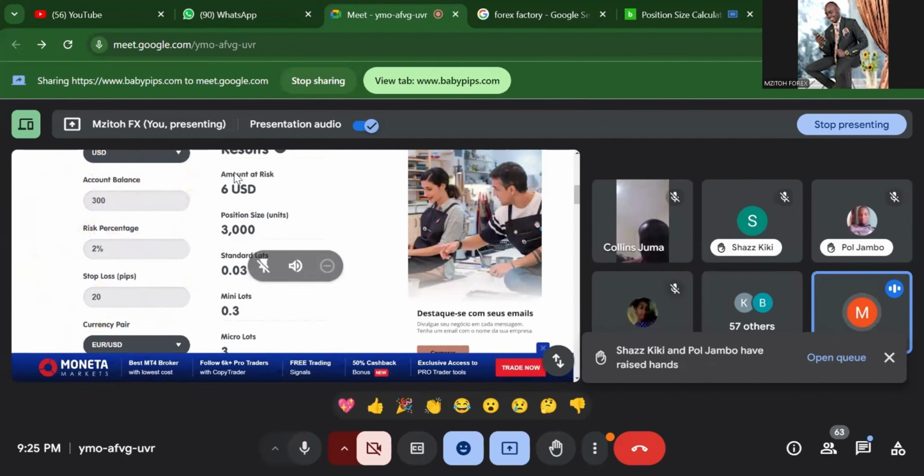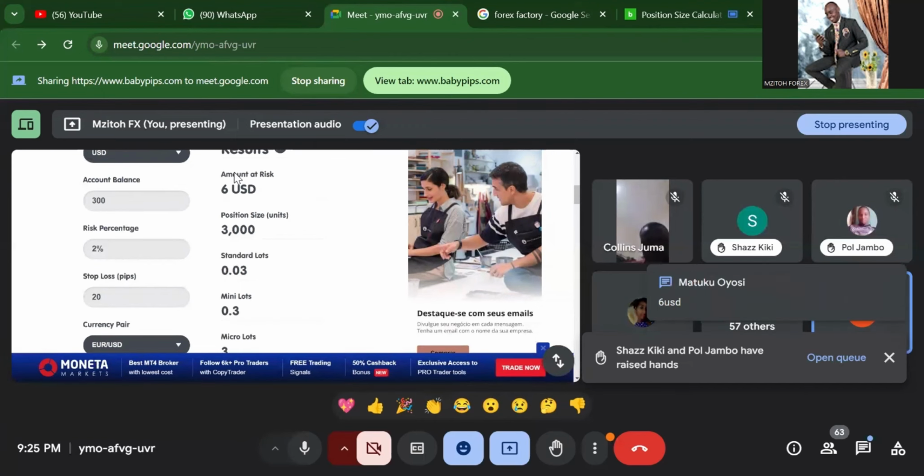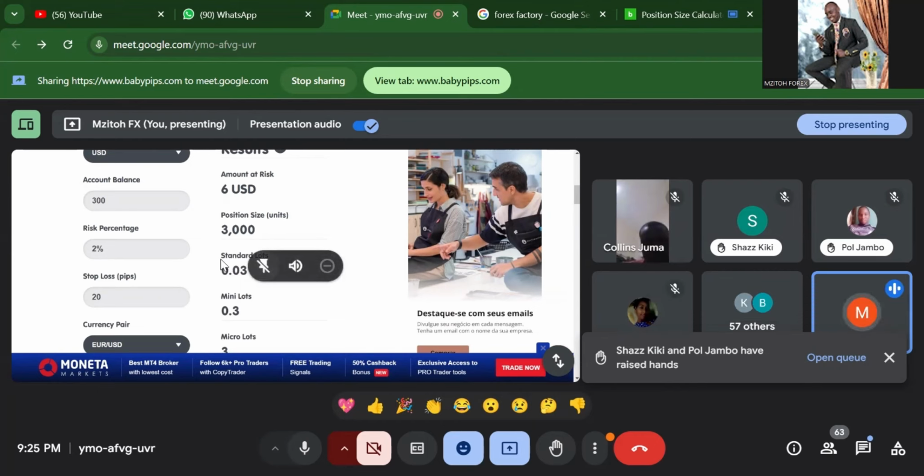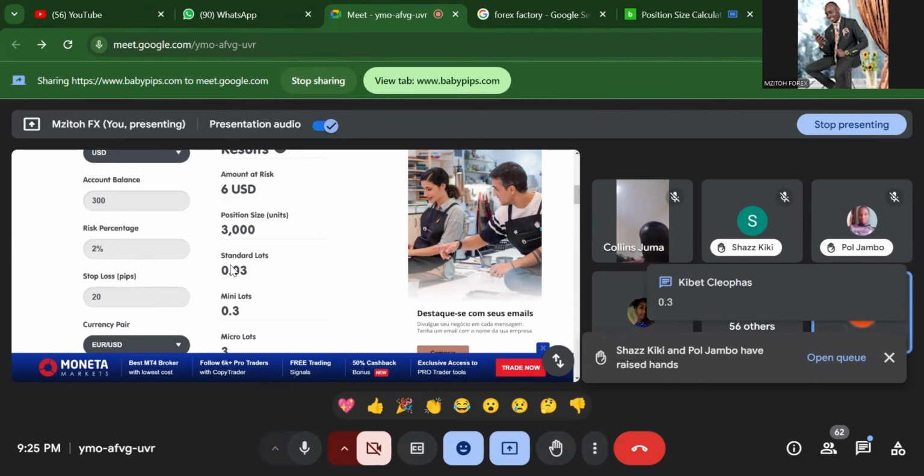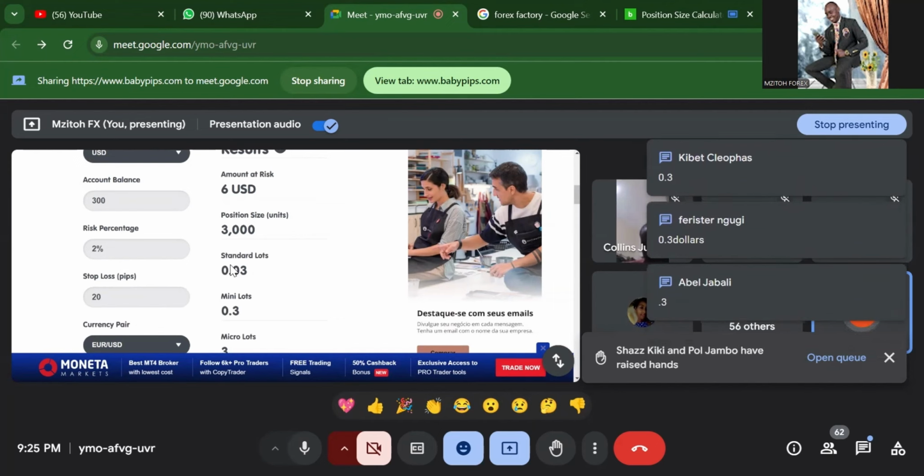So when you are getting into the market, you have it in mind that the maximum amount I'm going to lose in my capital is $6. But that is only possible if I'm using a lot size of 0.03. I told you, how do you convert that lot size into money per pip? 0.03 is equivalent to how many dollars per pip? You just multiply by 10. It is 0.3. So if I'm risking 20 pips, with one pip at 0.3, 20 times 0.3 is equivalent to $6.